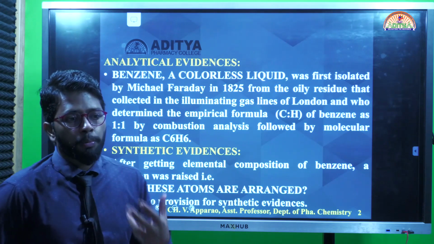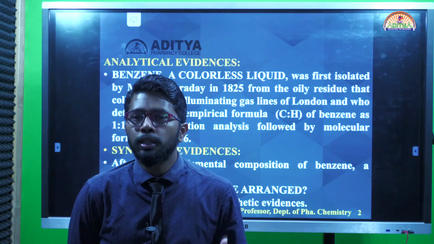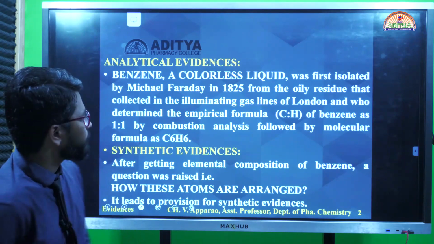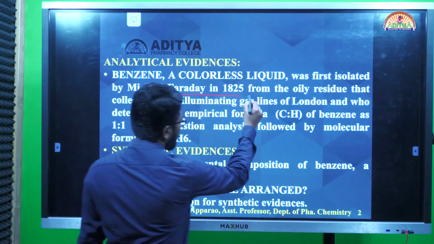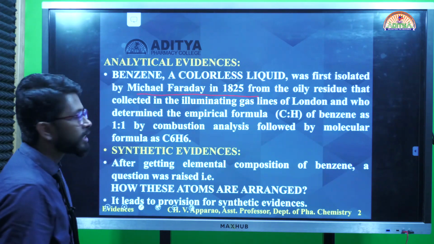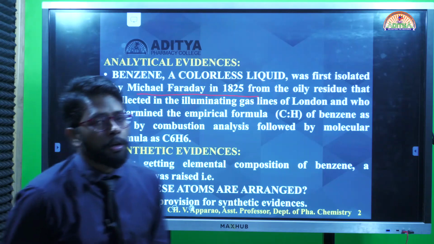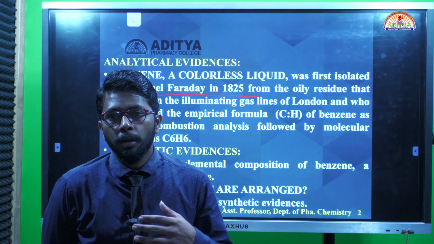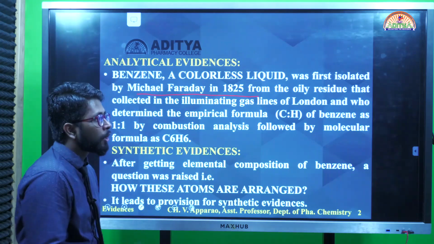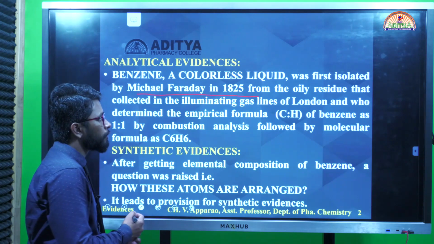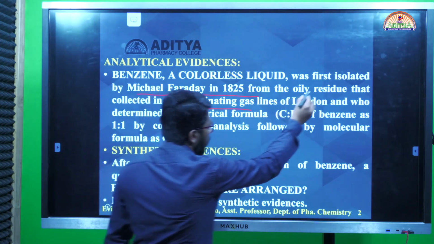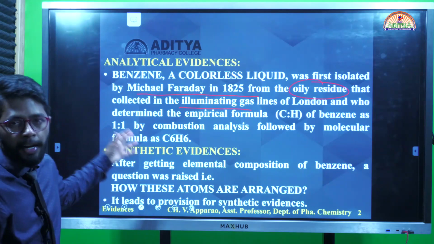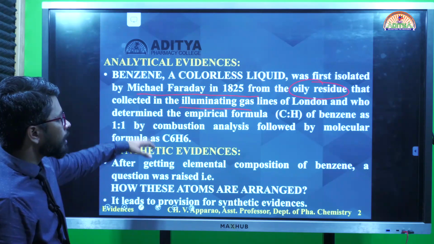Everybody knows, from the introduction part, that benzene is a colorless liquid which was isolated by Michael Faraday in 1825 from the oily residue collected in the illuminating gas lines of London. In the process of illuminating gas production, benzene was isolated from that oily residue by Michael Faraday, and Michael Faraday determined its empirical formula.